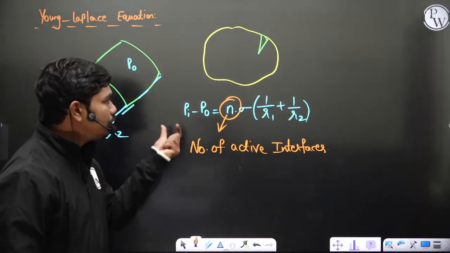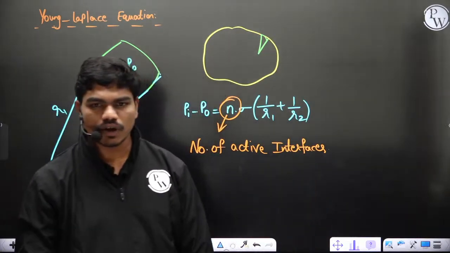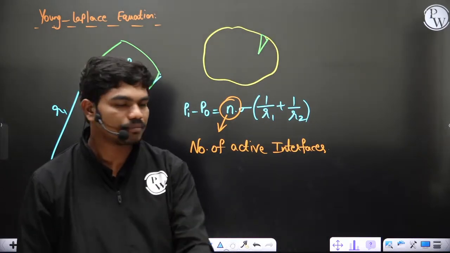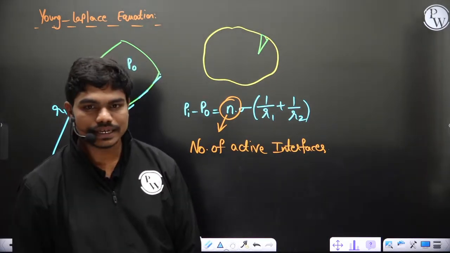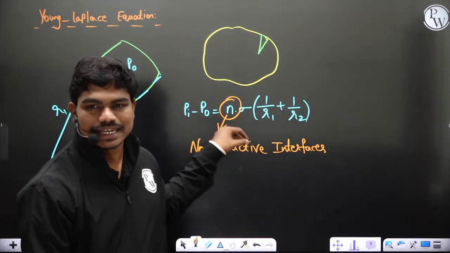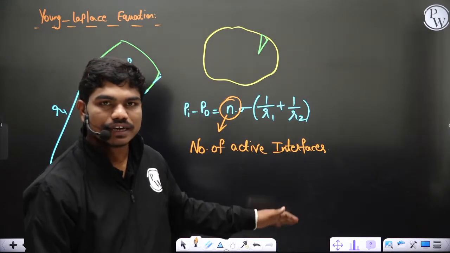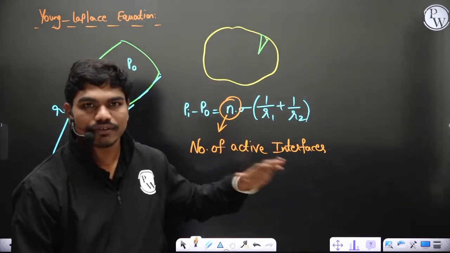Like for example, if you take a droplet, many of you might have mugged up this formula till now: 2 sigma by R, 4 sigma by R, sigma by R, all this mugging up might have happened. But I'll tell you one thing here. Right now I'm not deriving this because it's not tough, but it's slightly time taking, around 20 to 25 minutes, so right now I'm not doing it.